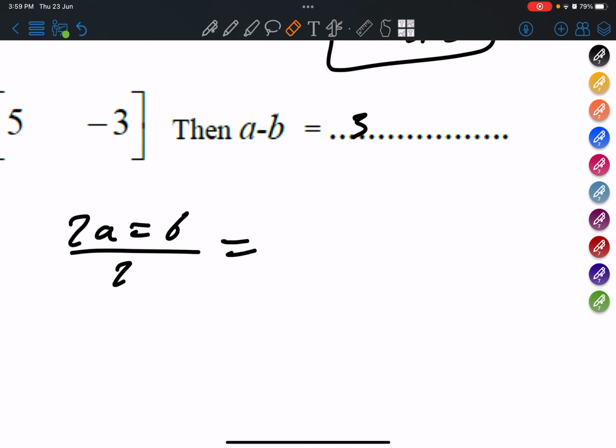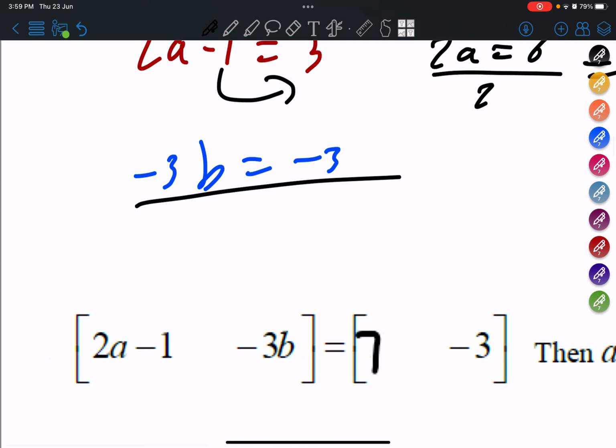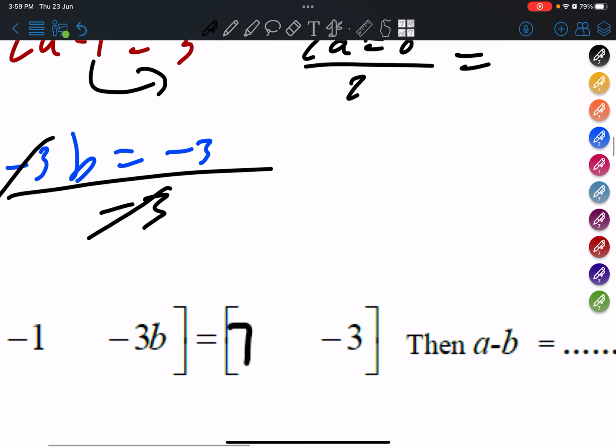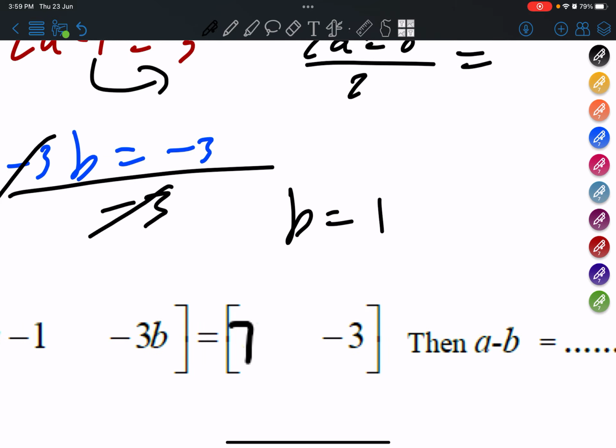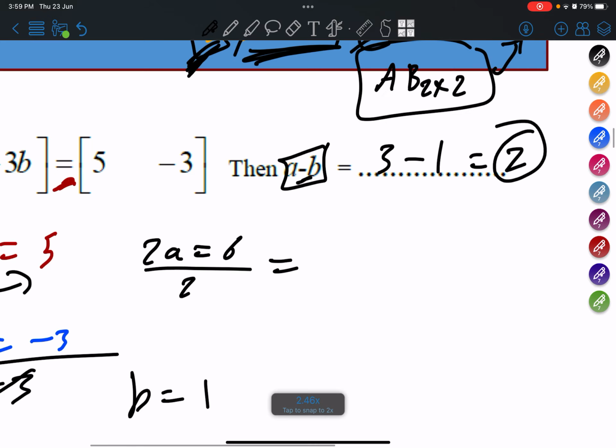In the question, they're asking us what is a minus b. So first number is 3. Now we put minus, and let's get b. B is equal to, if we divide it by negative 3, then negative 3 divided by negative 3 will equal 1. So b is equal to 1. Okay, so 3 minus 1 will equal 2.